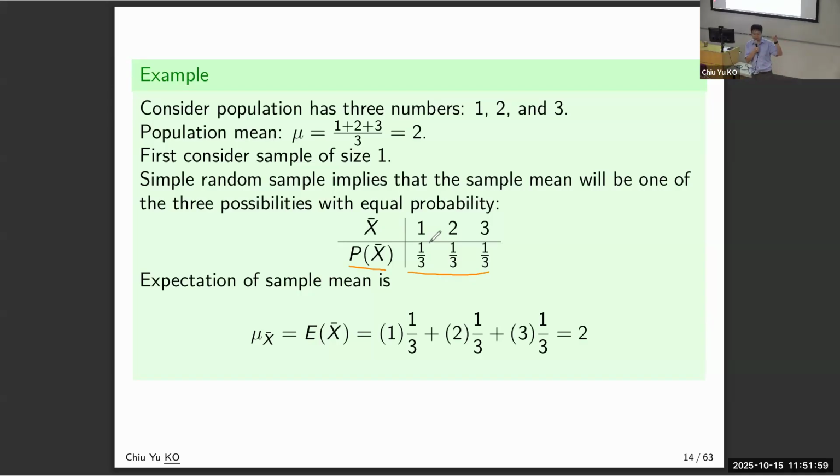So what is the expectation of this? Expectation is you take the value, multiply by the probability, and add them up together. If you remember the expectation, it's just multiplying what number you get by its probability and adding them up. That is the meaning of expectation: you multiply and add. So you multiply 1 by 1/3, 2 by 1/3, 3 by 1/3, and you get 2. What's 2? 2 is exactly the mu.